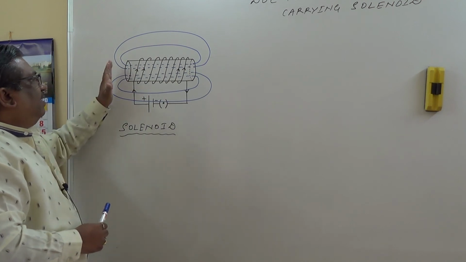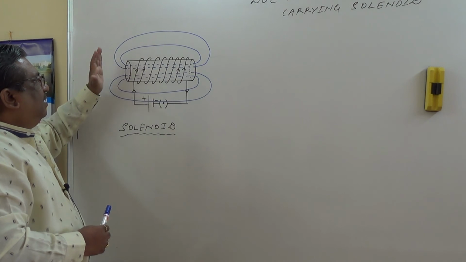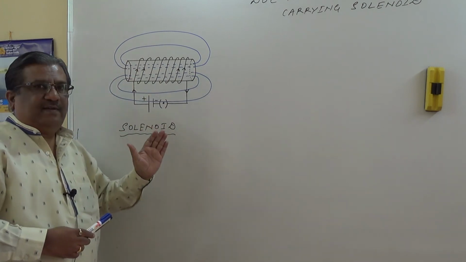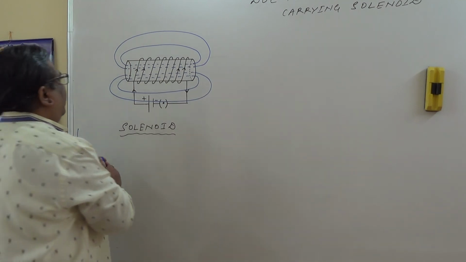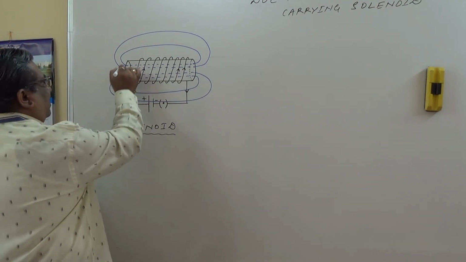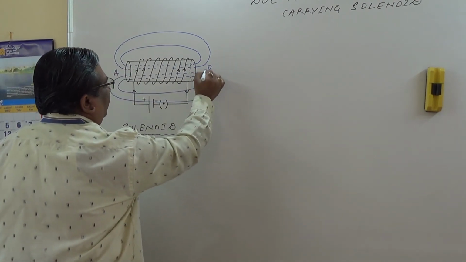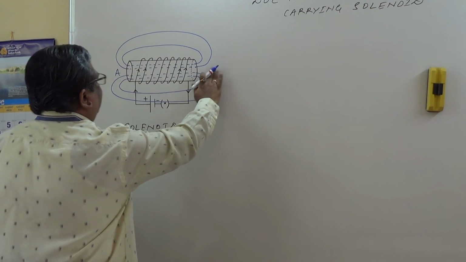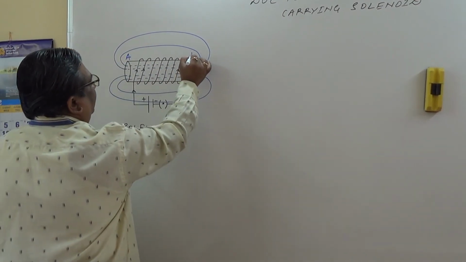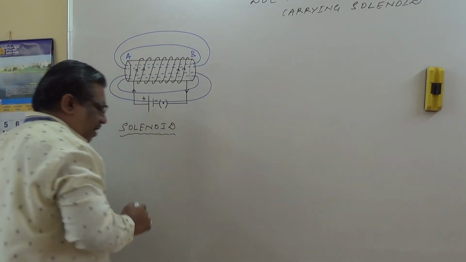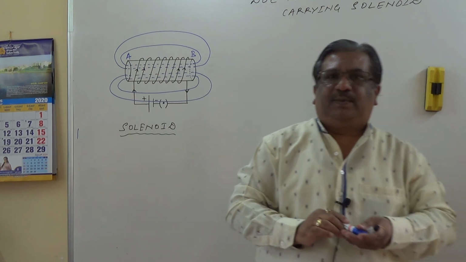How to identify if this behaves like a magnet? How to identify which face of the solenoid is a south pole and a north pole? There are two faces over here. This side face, the circular face, let me call this A, and this side it is B. Let me write somewhere here. This is A here and this is B. Now, how to identify which is a south pole and which is a north pole? That is the question.